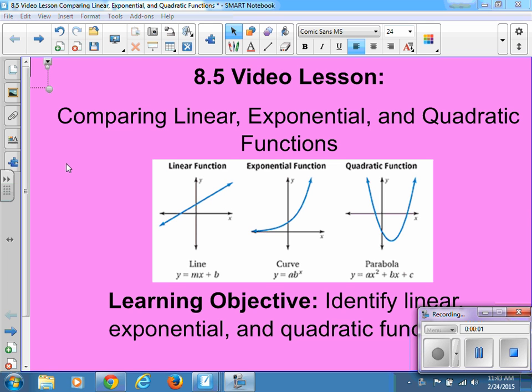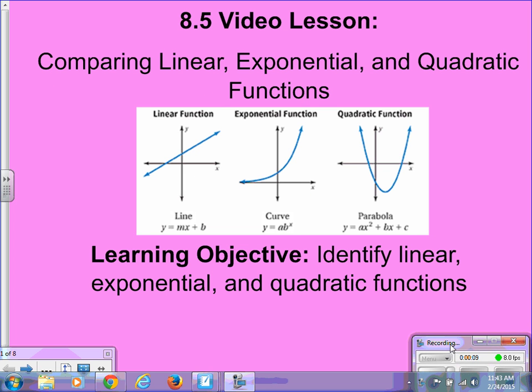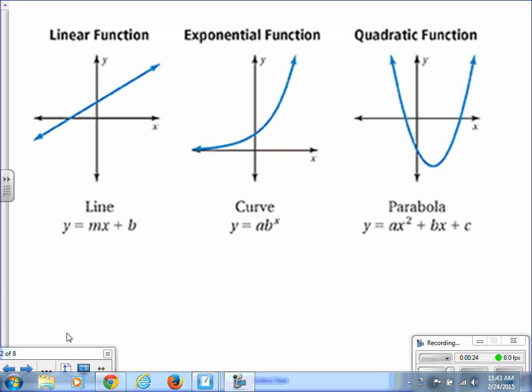Welcome to video lesson 8.5 on comparing linear, exponential, and quadratic functions. Alright, so basically what you're going to be doing today is not really learning anything new, but just reviewing all the different types of functions you've already learned and be able to take from either points on a graph or points in a table to be able to decide whether a function is linear, exponential, or quadratic.